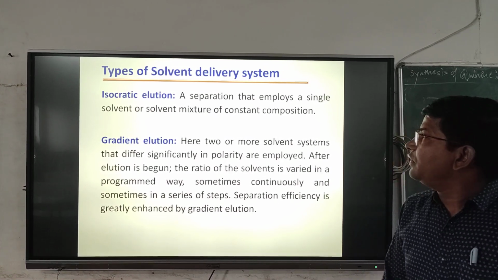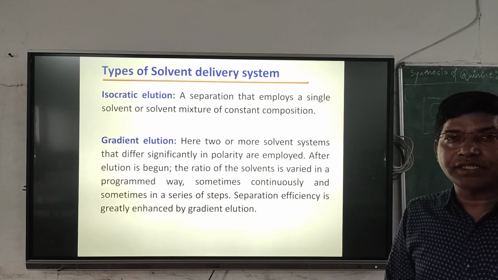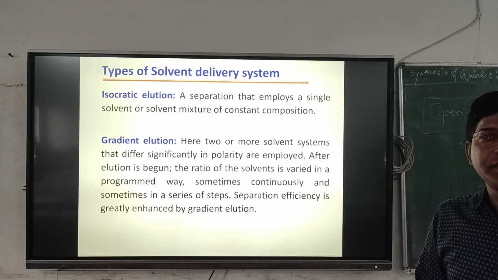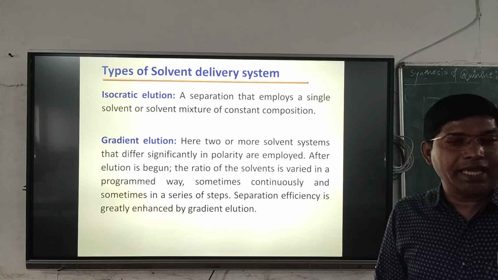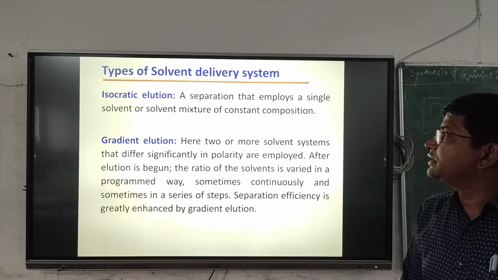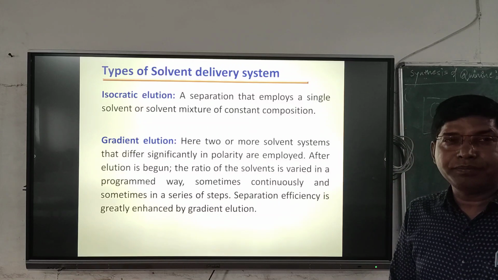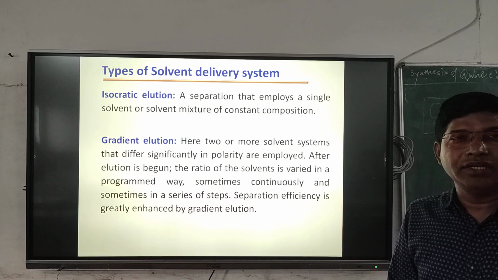Hi everyone. Now we will start another part of HPLC. In the last part we have seen the solvent delivery system. Now we will see the types of solvent delivery system. Here there are two types of solvent system. The first one is isocratic and the other one is gradient elution.